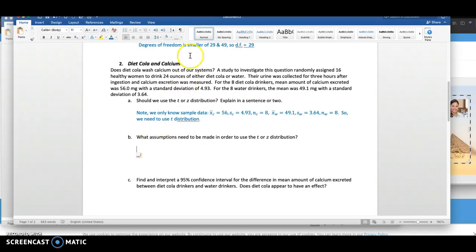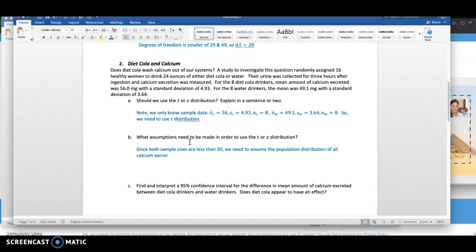So notice right here, our 2 sample sizes are fairly small, 8 and 8. Those are both less than 30. So since both sample sizes are less than 30, we need to assume the population distribution of all calcium excretion for a woman, after drinking water or Diet Cola, is approximately normally distributed. We have to make this assumption anyway, so we need to assume the population distributions are normal.